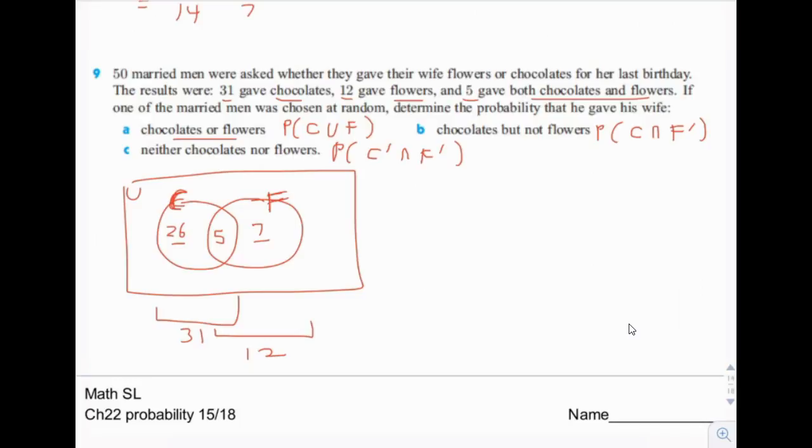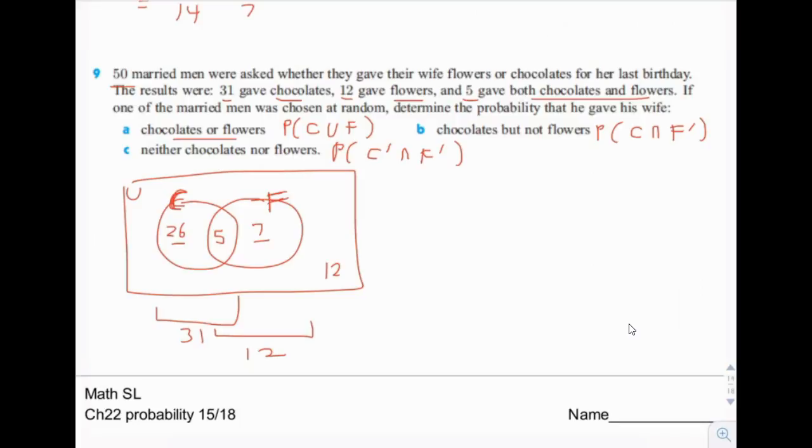Okay? And there's 50 married men total, and what we have drawn so far is 26 plus 7, which is 33, plus 5, which is 38. There's 12 people out. Right? Alright.